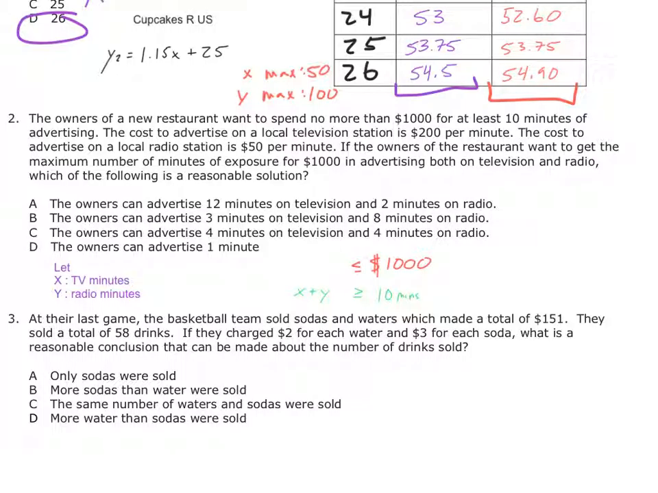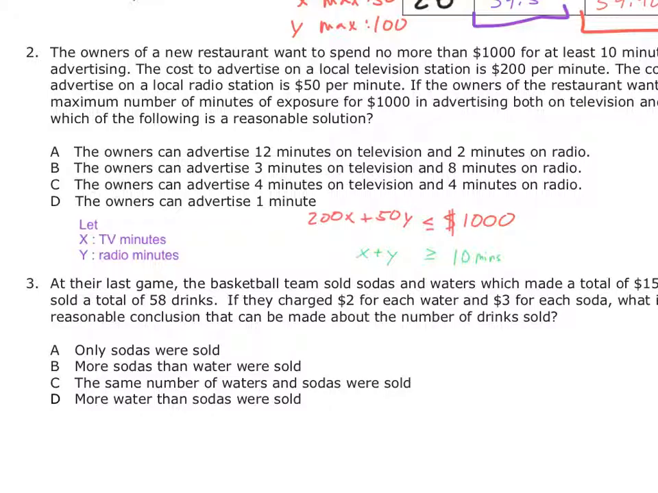And when it comes to price, we can look back at our word problem, and we see that the TV is $200 per minute and the radio is $50 per minute. So we know that TV is X and radio is Y, so if we fill in our first inequality, we get 200X plus 50Y is less than or equal to $1,000.